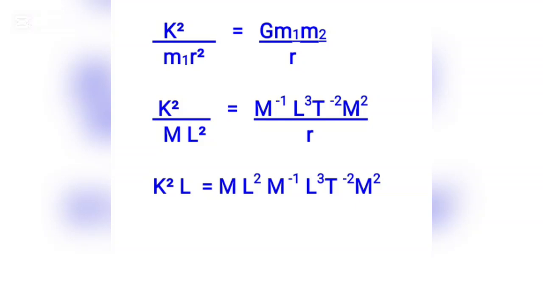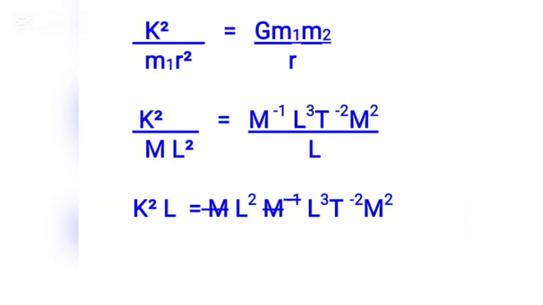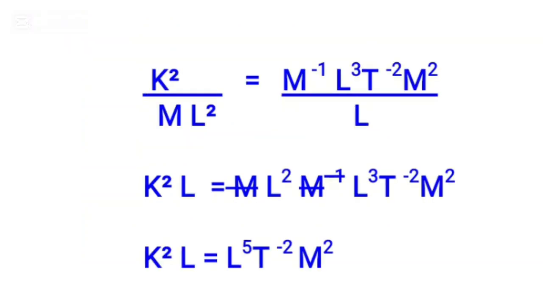We'll now get k squared L will be equal to M L squared, M raised to power minus 1, L raised to power 3, T raised to power minus 2, and M squared. M and M raised to power minus 1 will take care of each other, so they will go away. And let's combine L raised to power 2 and L raised to power 3. We'll now have L raised to power 5, T raised to power minus 2, and M raised to power 2, which is equal to k squared L.